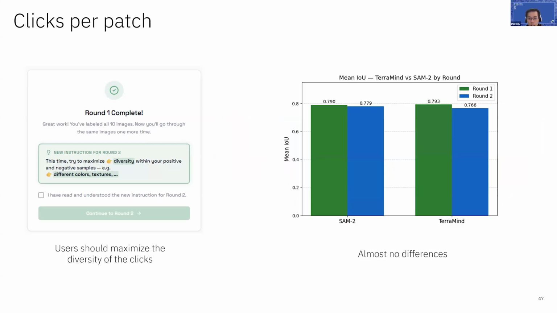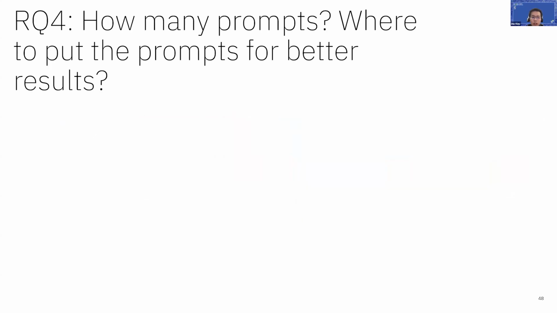And this is the final result. For both SAM2 and TerraMine, you can see that the result doesn't really differ much between the two rounds, and it even decreased a little bit. So based on the experiment, we can say more prompts doesn't mean better results. That leads to the next research questions: how many prompts should I provide, and where should I put the next prompt for better results?